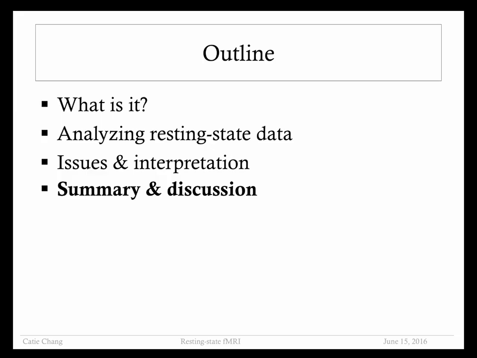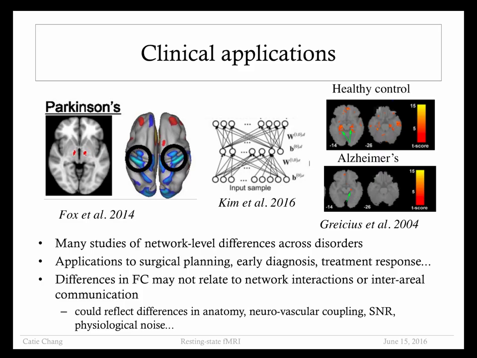So now we'll finish up, but before summarizing, there were just two topics I wanted to say a few more things on, and one of them is clinical applications, and as mentioned earlier, this is a really huge area since resting state may really help us understand in new ways how there are maybe network level differences between different disorders. But beyond those kinds of group comparisons, it's also being explored for areas like surgical planning, early diagnosis, guiding treatment decisions, or predicting treatment response.